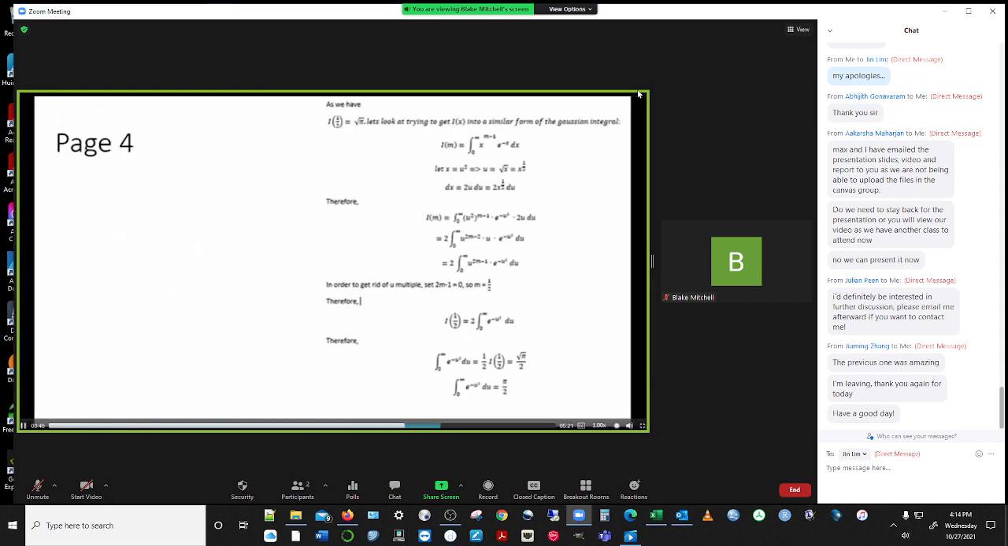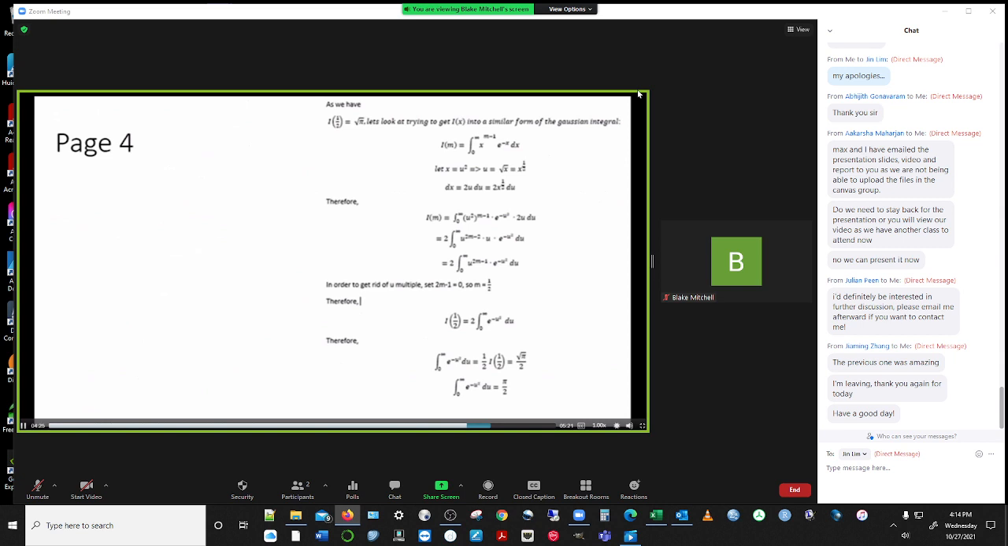As we have I of half equaling the square root of pi, let's look at trying to get I of m into a similar form of the Gaussian integral. Here we have I of m equals the integral bounded between 0 and infinity of the function x to the power of m minus 1 times e to the power of minus x dx. By using integration by substitution, we will let x equal u squared, and thus to make u the subject, u equals the square root of x. Afterwards, we differentiate with respect to u to get dx equals 2u du, which we can then sub u equals x to the power of half to get 2x to the power of half du.